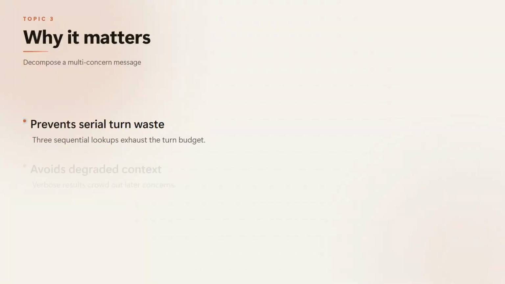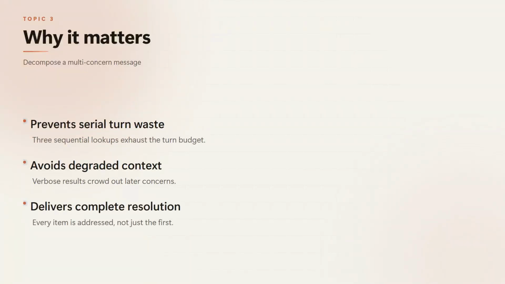Without this technique, an agent handles only the first concern and ignores the rest, or it serializes all 3 lookups one after another. In production, that means the customer gets a reply about the damaged order but silence on the double charge and the logout. Even if all 3 are eventually answered, serial execution dumps verbose lookup results into the same window, so the third concern is answered from a degraded context. The cost is a support interaction that drags on for multiple turns, frustrates the customer, and still produces a poor answer for the last item. Parallel investigation prevents that failure by reusing context and running independent lookups concurrently, then delivering one complete reply.